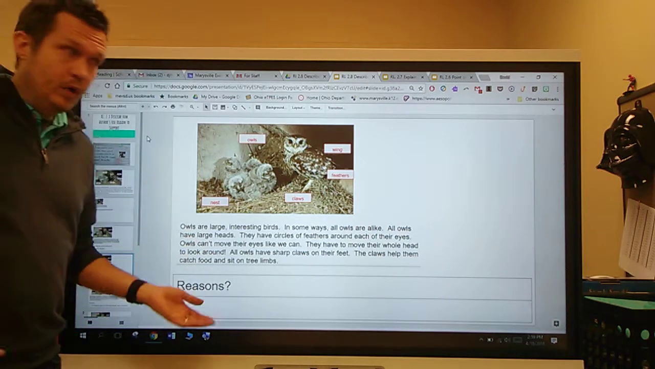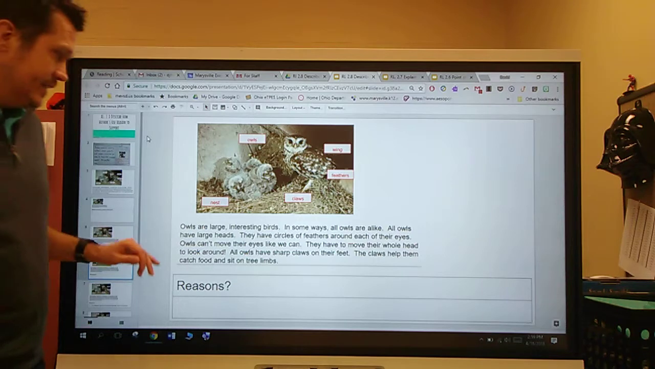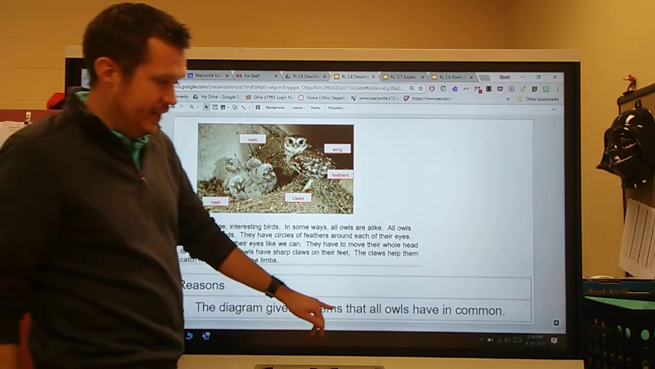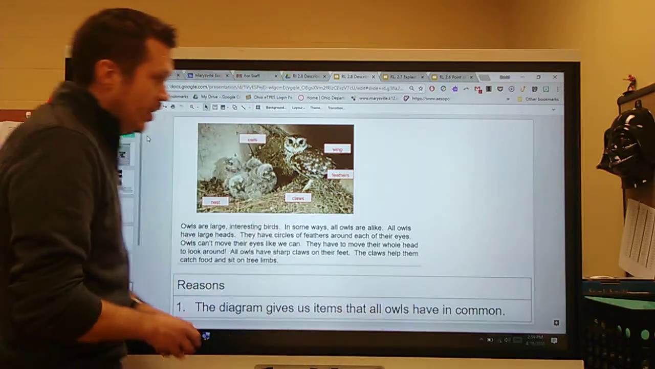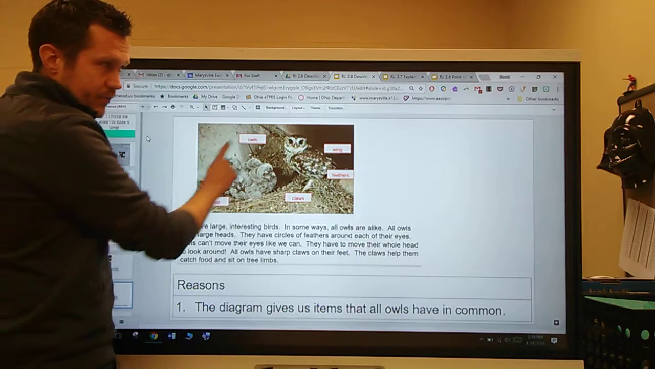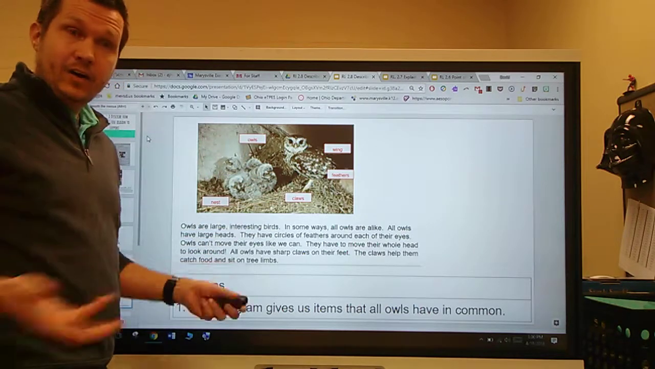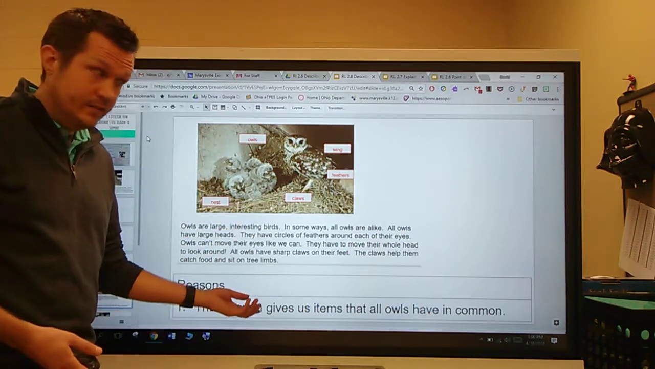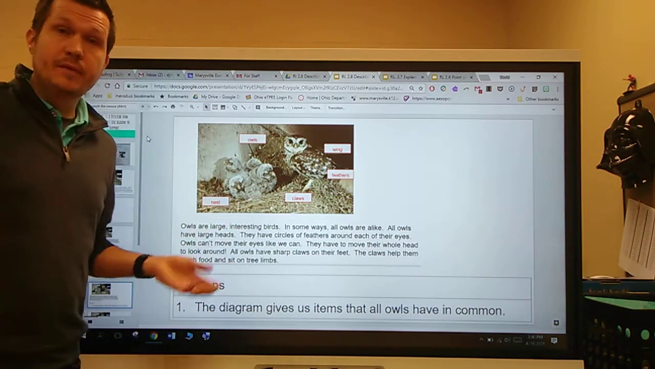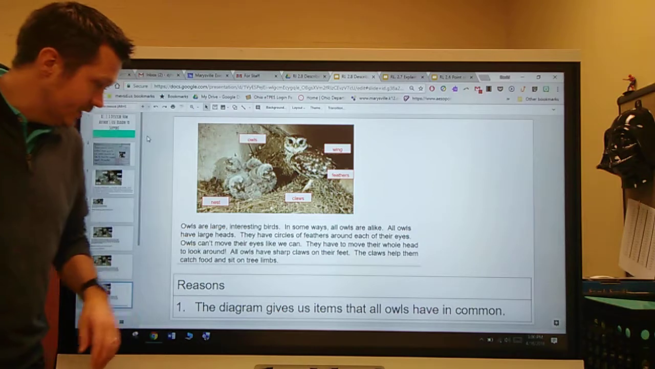Okay, so let's find one reason. All right, so one reason, let's see here. Let's take a look. The diagram gives us items that all owls have in common. Oh yeah, that's one reason. Right here, the author tells us all of the different items that all the owls have in common. So that's one reason to support that the author's telling us all about how owls are the same. Let's look at the second reason.